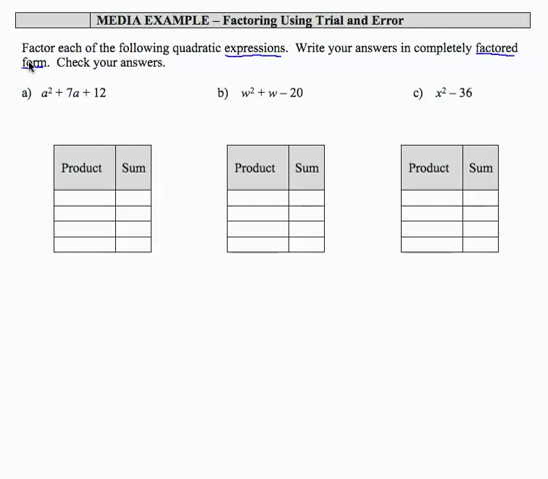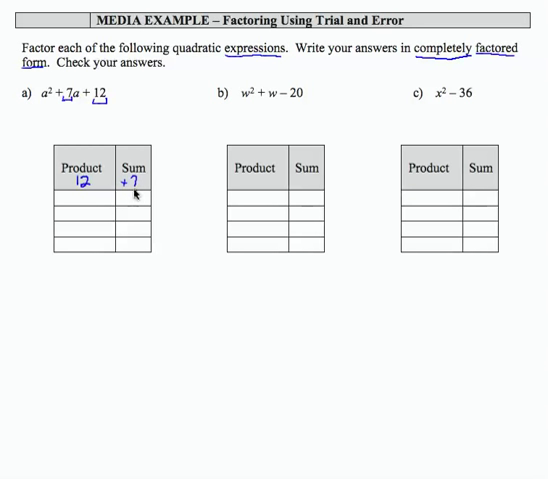Factored form means we want to write each of these in completely factored form, as simple as we can in factored form. So we'll see what that looks like as we work through these. This first one is a trinomial. We have three terms. There are no common factors between a squared, 7a, and 12. So I'm going to use what's called trial and error. I'm looking for numbers whose product gives me 12 and whose sum gives me a positive 7.